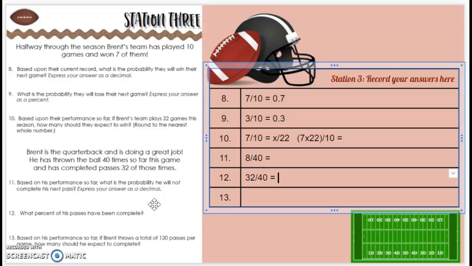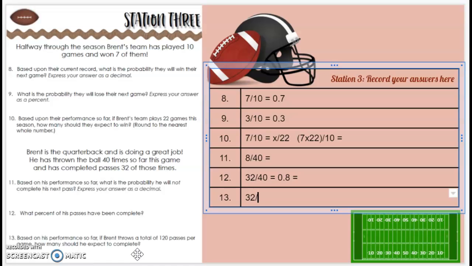So I'll take my calculator out because I don't know how to do this in my head. 32 divided by 40 equals 0.8. Then I need to change that into a percent because they want a percent. I'll go ahead and let you figure that one out because you're going to move that decimal over to the right 2 spots. Based on his performance so far, if Brett throws a total of 120 passes per game, how many is he expected to complete?